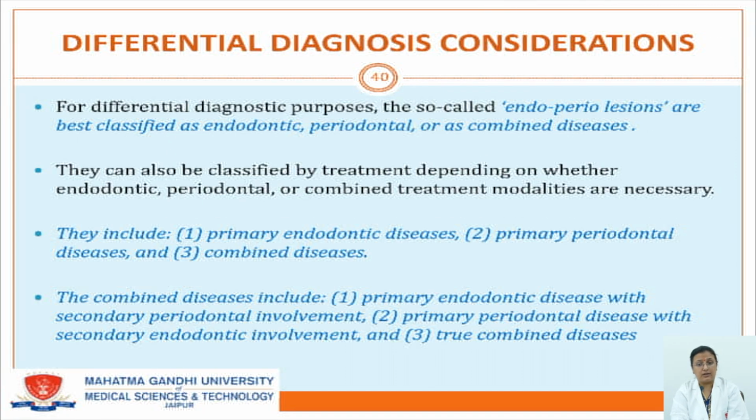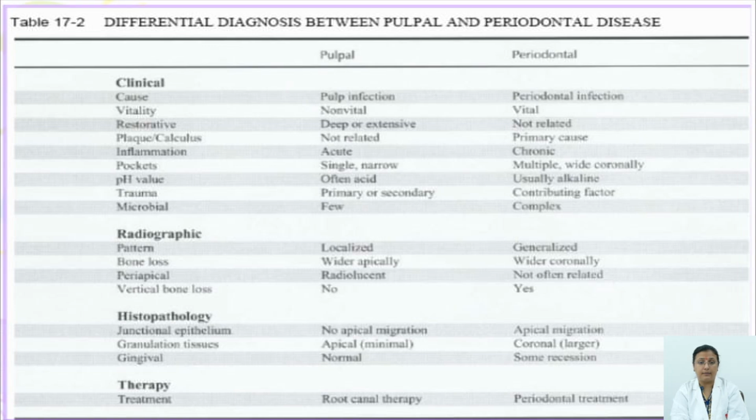For differential diagnostic purposes, the so-called endo-perio lesions are best classified as endodontic, periodontal or combined diseases. They are again classified into primary endodontic disease, primary periodontal disease and combined diseases. The combined diseases are again subclassified as primary endodontic disease with secondary periodontal involvement, primary periodontal disease with secondary endodontic involvement, and true combined diseases.